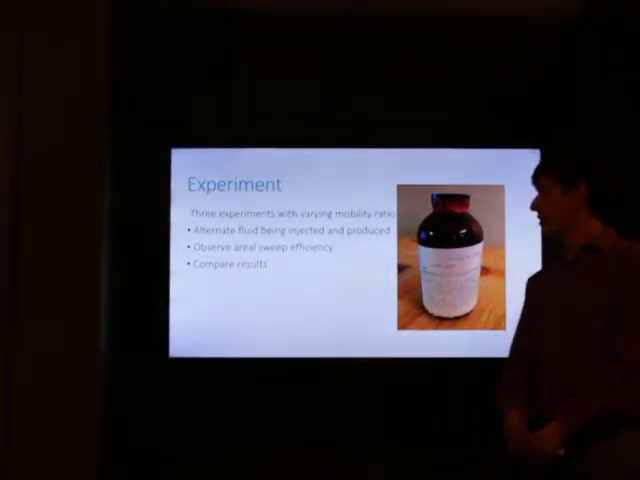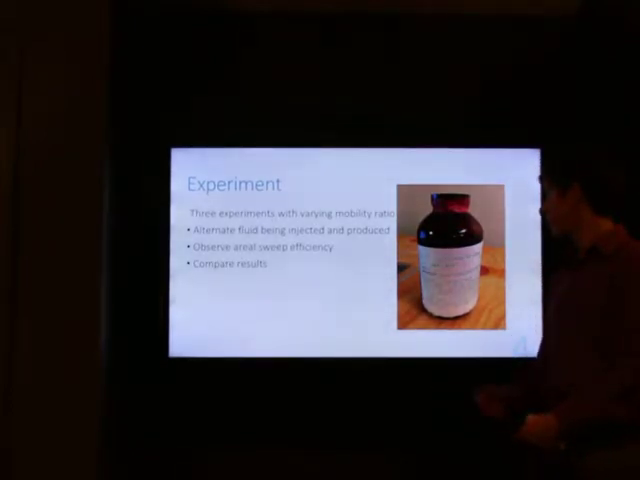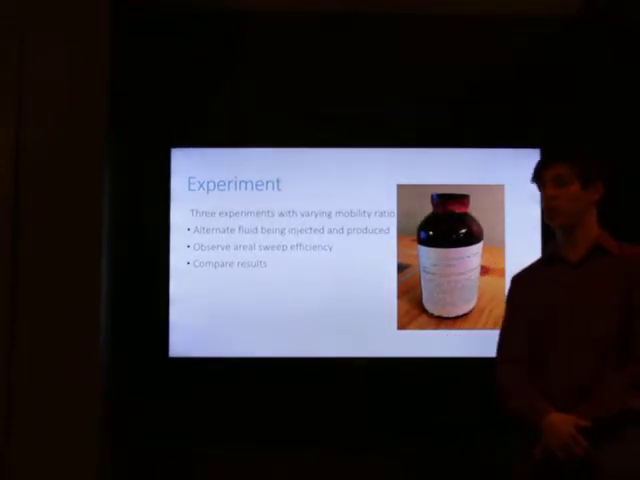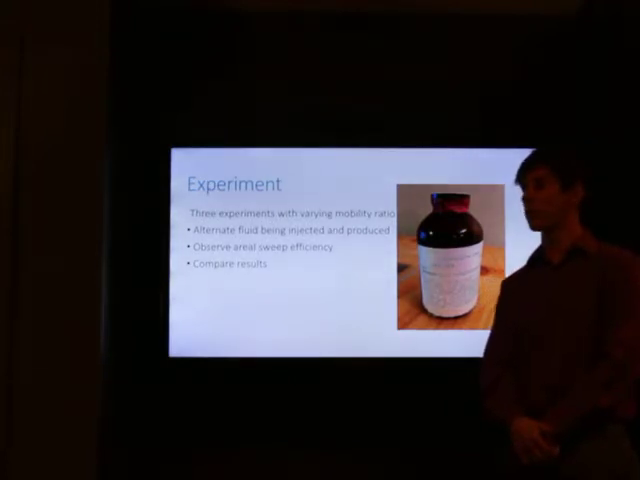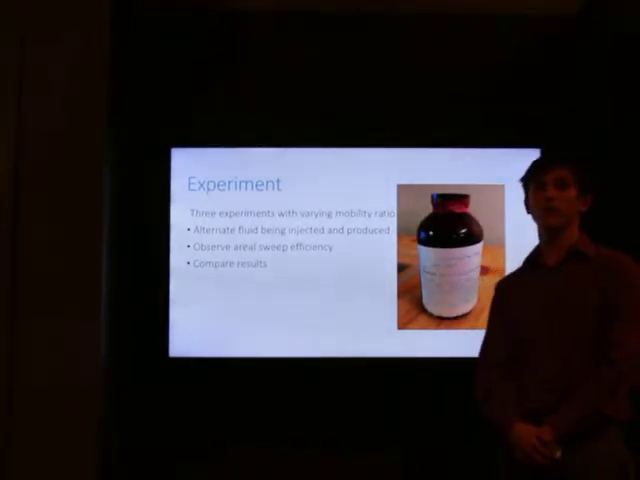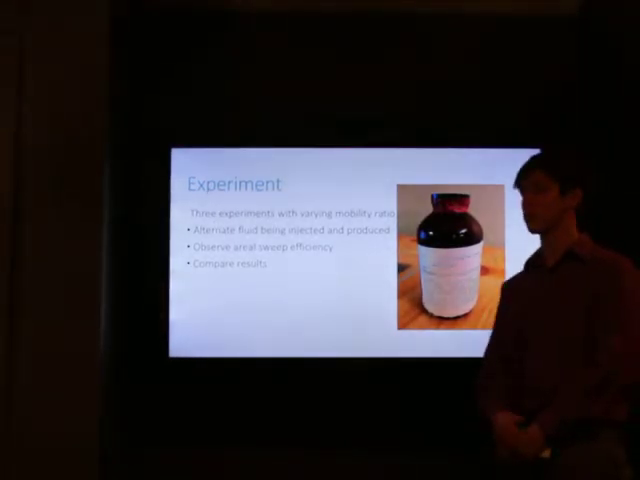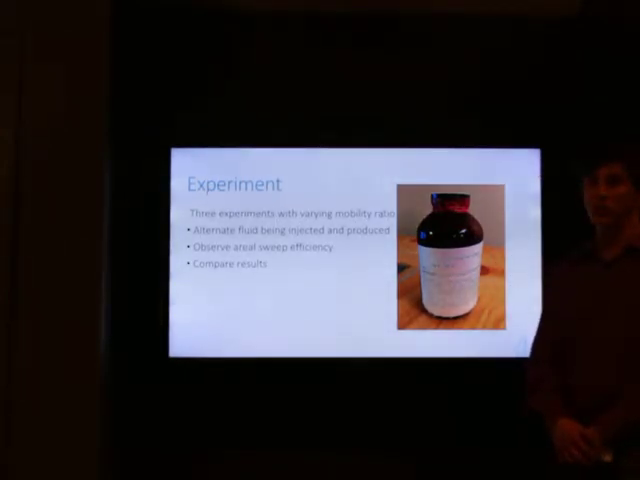As we are injecting these fluids, we will observe how the area is swept, and we will do this with the light table. So we will be tracing the fluid progressing through the sand pack. Once we have done this for each mobility ratio, we will compare the 3 experiments to see which mobility ratio will produce the greatest areal sweep efficiency and therefore produce the most amount of fluid from the reservoir. Now I will hand over the results to Coleman.